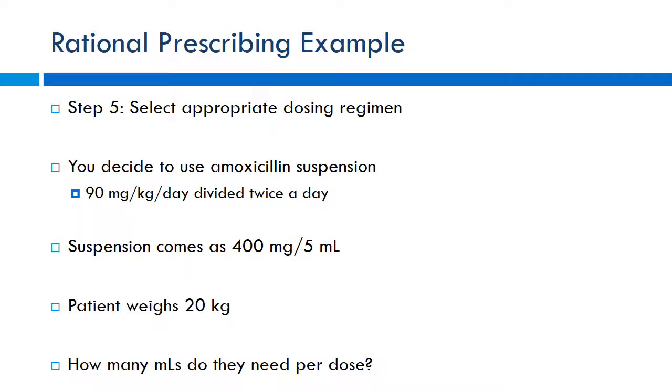Who's got the math done with me so far? So we did the weight times the dose per day, and then we divided by 2, so we're at 900, right? So 900 milligrams are given per dose, and then based on the concentration, how much did he get?